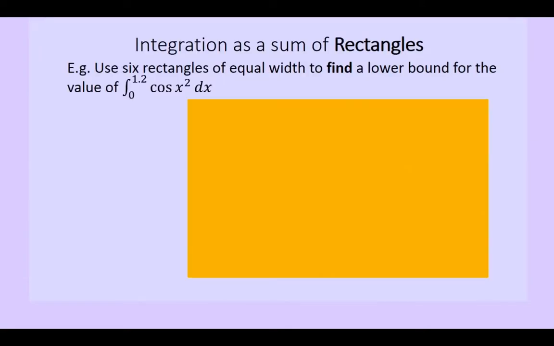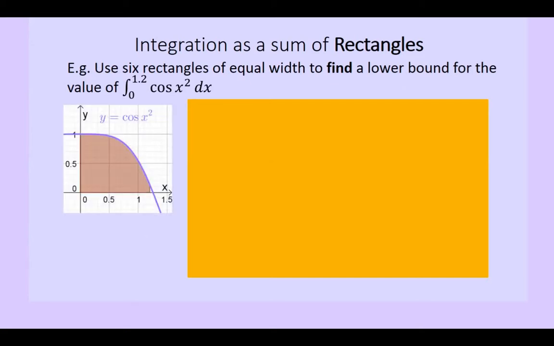Right, lovely. So let's have a look. We know what the graph looks like now. We can think about trying to draw our rectangles. Okay, so here we go. Here's our graph. Done my little sketch. I need to now split it into 6 rectangles. I'm going from 0 to 1.2. I know they're going to be 0.2 wide. There we go. And I want to find the lower bound, so I know that my rectangles are underneath the curve there.